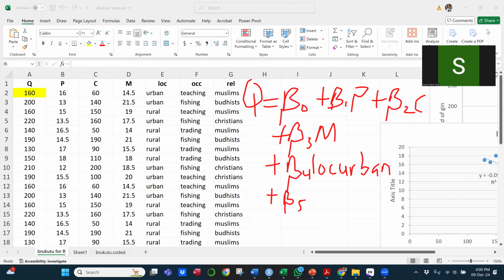Because in this case, there are 2 levels, and because there are 2 levels, the number of dummies will be 1. But if there are 3 levels, the number of dummies will be 2. If there are 10 levels, the number of dummies will be 9. So write this down somewhere: the number of dummies is always equal to 1 less than the number of levels.